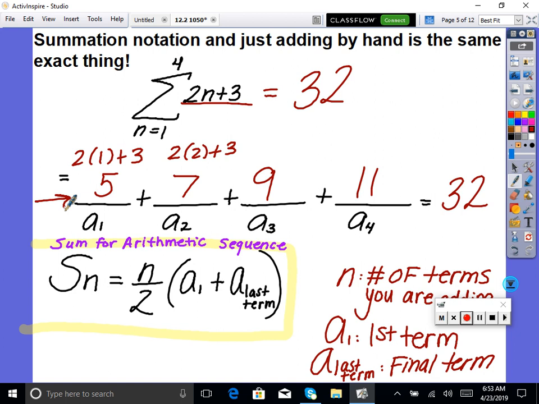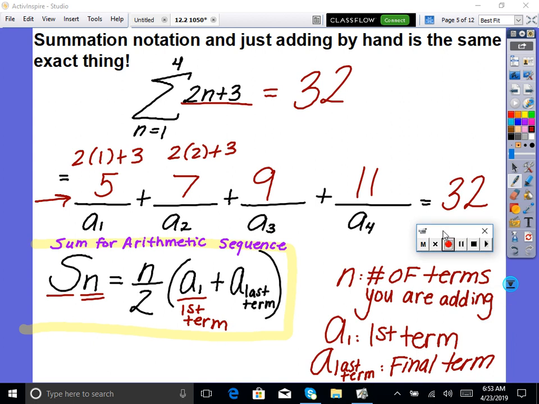So S of n, that means the sum of n number of terms, is equal to n over 2 times a sub 1 plus a sub n. It's always the last term. Basically, guys, this is the first term in the series you're adding up, and this is the last term in the series you're adding up. Just the first and last thing that's being added up. Now, this is what's really important. N is the number of terms that you are summing up, the number of terms you are adding up.